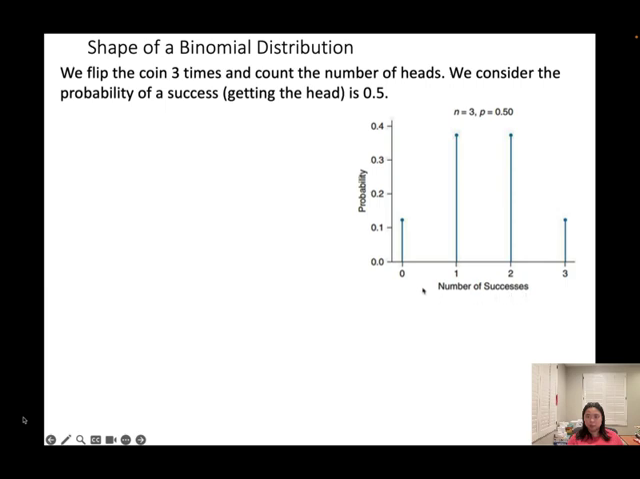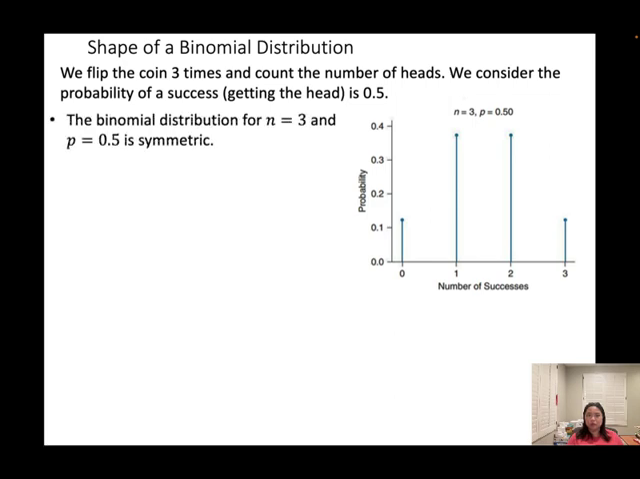Number of successes, talking about you get 0 heads when you flip the coin 3 times. You get 1 head when you flip the coin 3 times. Get 2 heads when you flip the coin 3 times. And when you flip the coin, you got 3 heads in here. Okay, the probability of success is going to be 0.5. Okay, the binomial distribution for n equal to 3. Okay, n equal to 3, talking about the trials. We flip the coin 3 times. And the probability of success is going to be 0.5.